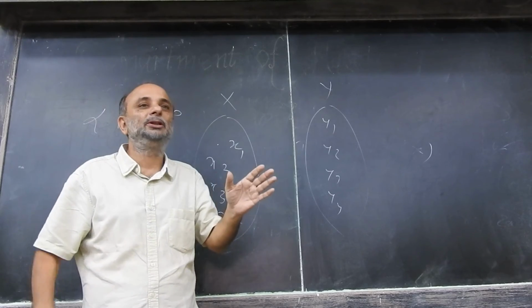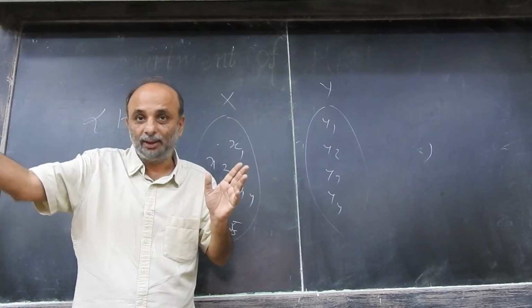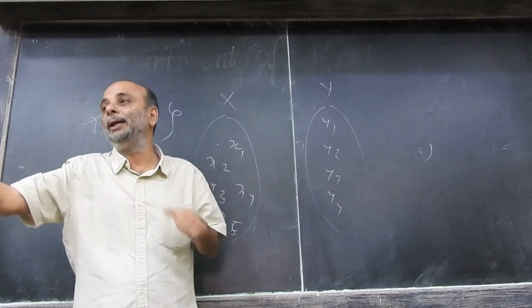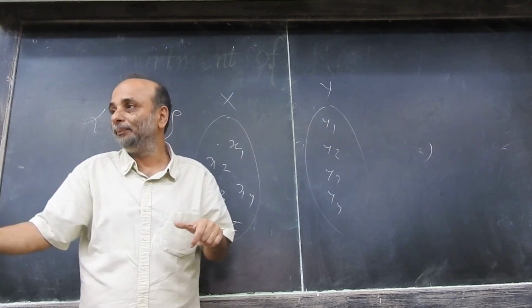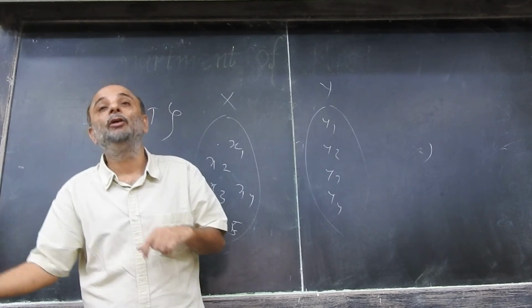Flat number 4, how many people stay there? 7 people stay there. So 4 to 7. Flat number 6 is associated with number 9 because 9 people stay there. Flat number 10, just one person stays there, so 10 to 1. Right? But can you think of a function the other way around?